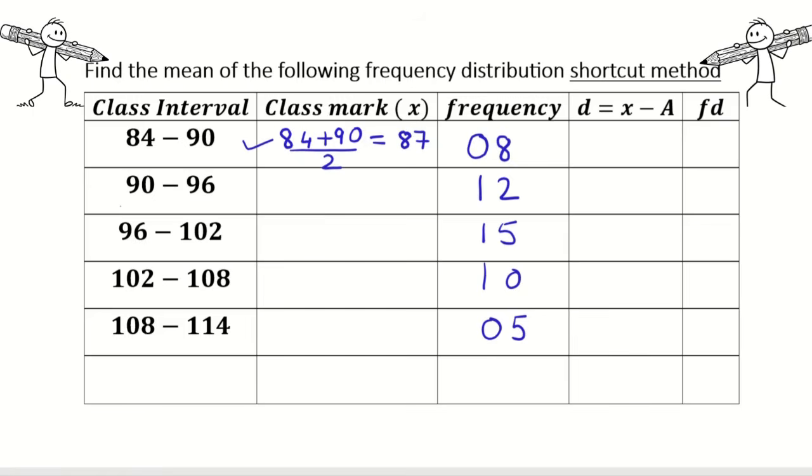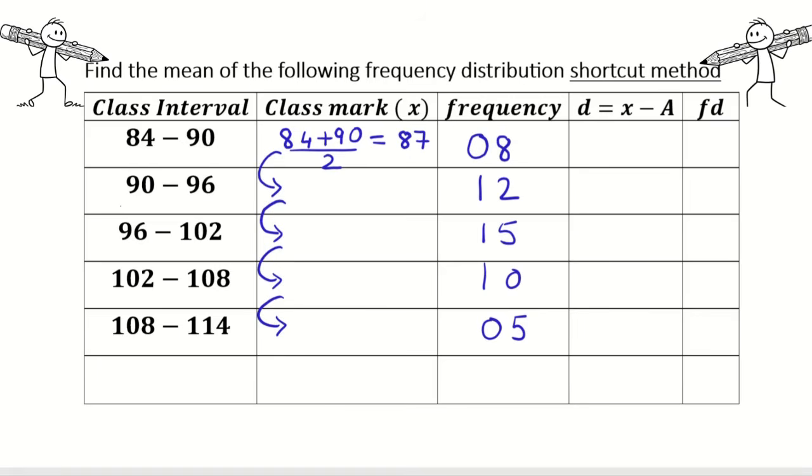Now, you are not going to repeat these steps again and again. I'll teach you one trick. What is class size? Class size is 84, 85, 86, 87, 88, 89. You are not going to count 90 because 90 is not included. So class size is 6. If the class size is 6, the difference between each class mark will also be 6. So from 87, you count 6: 88, 89, 90, 91, 92, 93.